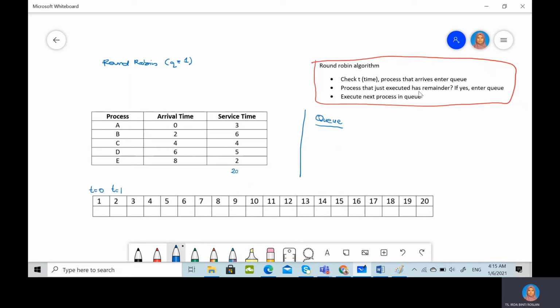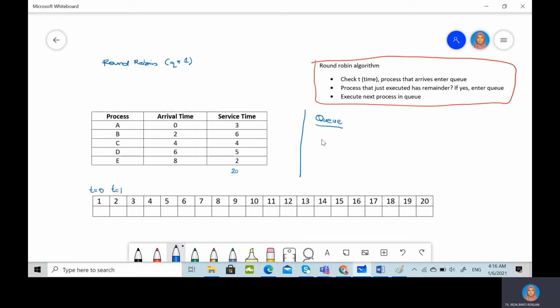So I will explain first. We check the time to see whether a process arrives or not. If a process arrives, it enters the queue first; don't execute it yet. Then we need to see whether the process that was just executed has a remainder. If it has a remainder, we enter it in the queue. After that, we execute the next process in the queue.